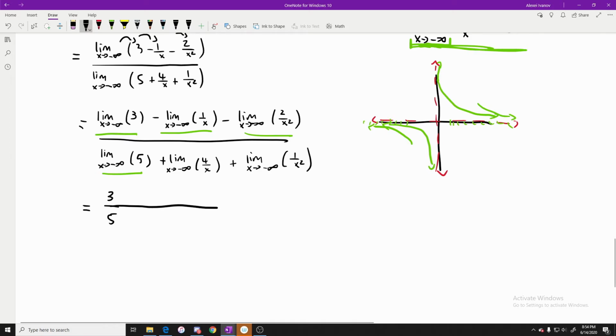We know that this limit right here and this limit right here are both going to equal 0 because they fall under that property. So this will be minus 0, this will be minus 0. And likewise for these two limits right here, they're both going to equal 0. So we're going to say 5 plus 0 plus 0. And again, we come out to the same line, which is y equals 3/5.